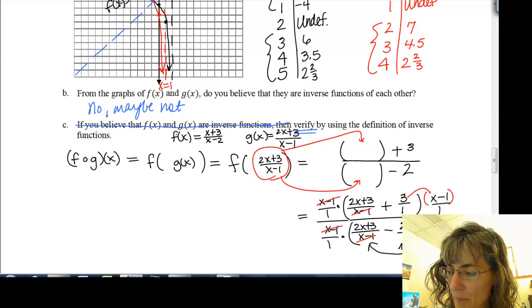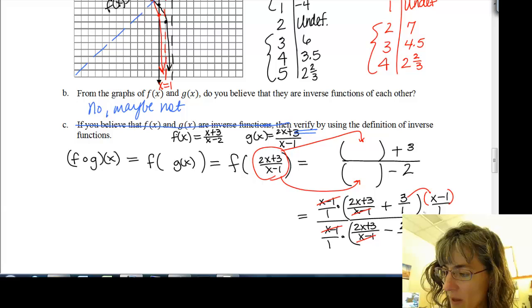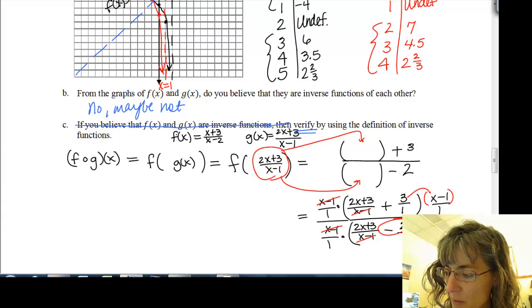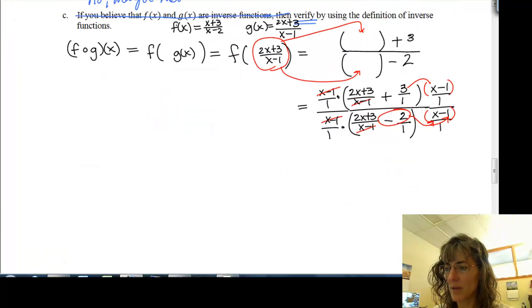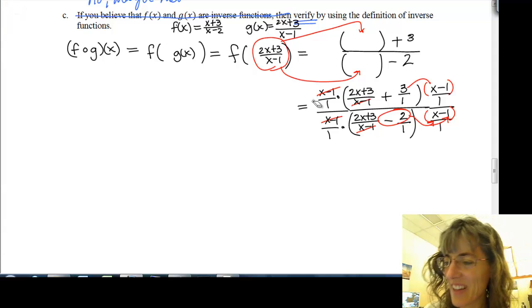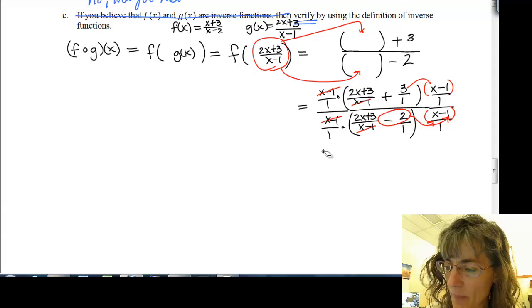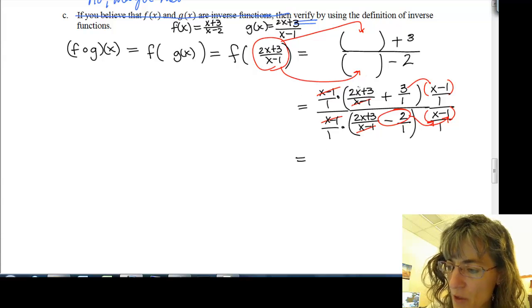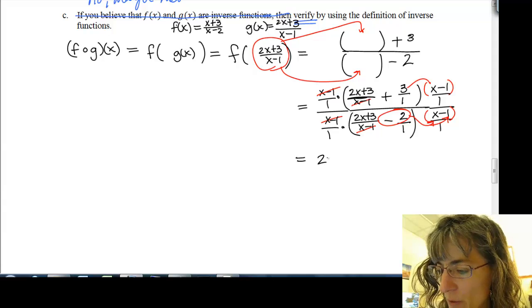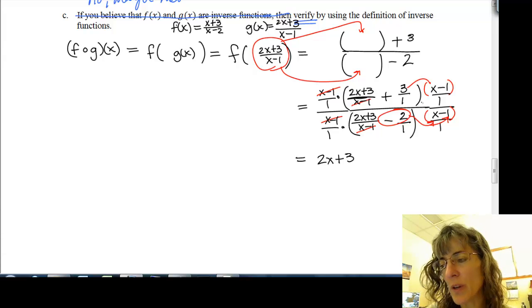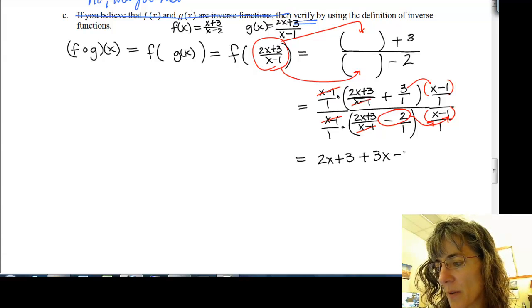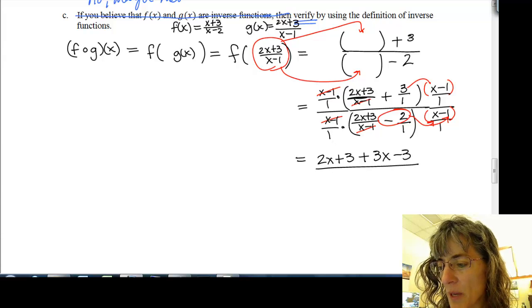This 3, I'm going to erase these distributes because we already did that. The 3 is going to have to distribute there, and this negative 2 is going to have to distribute here. All right, let's take a look at what happens with that. So then on the numerator, I now have this 2x plus 3 here. So 2x plus 3, and then I have plus 3 times the quantity x minus 1. So I want to distribute, so it'll be plus 3x minus 3.